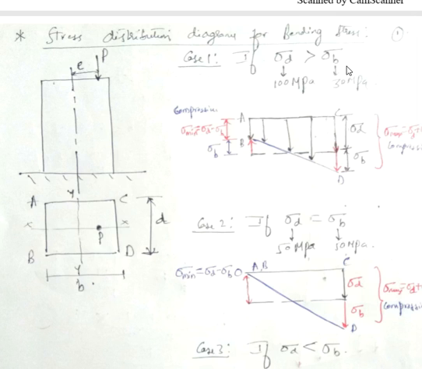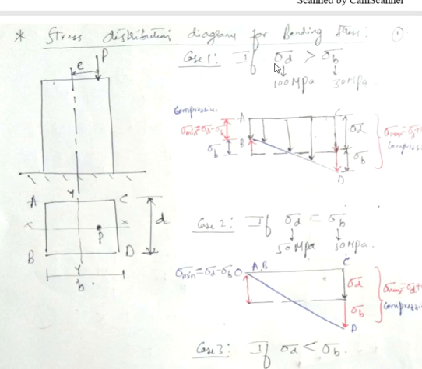Now what I said in the previous discussion is that tensile stress is unnecessary stress. We should try to avoid the tensile stress both in this C and D zone and also in the A and B zone. If we avoid tensile stress, then it is useful for us. Now for that there are three types of stress distribution diagrams. Let us see one by one.